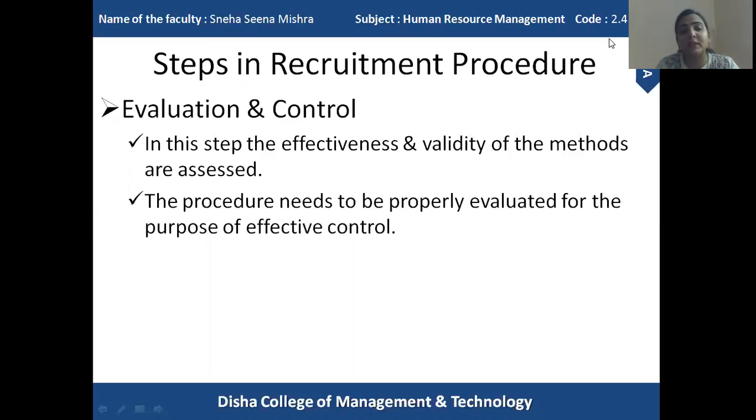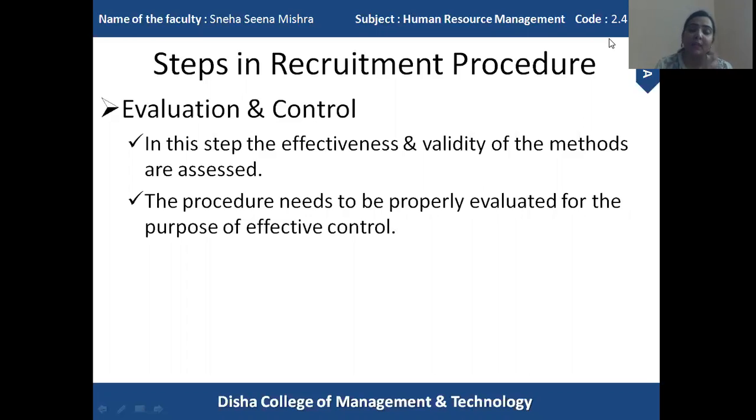So the procedure needs to be properly evaluated for the purpose of effective control. So controlling, what is the controlling aspect? Controlling means reducing the number of mistakes. Once you have committed a mistake, you need to understand about the mistake so that you won't repeat it again in future. That is also done in each and every procedure.